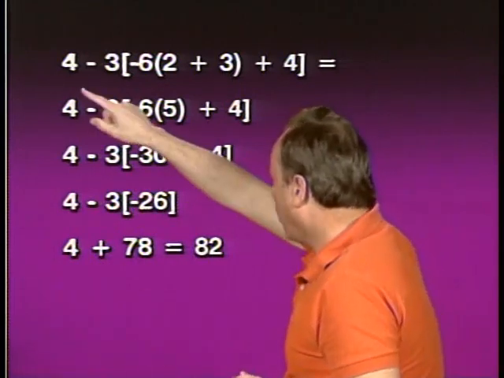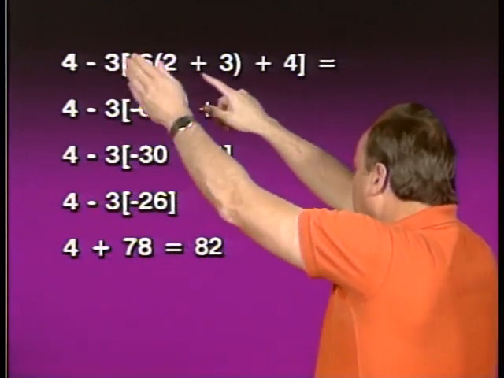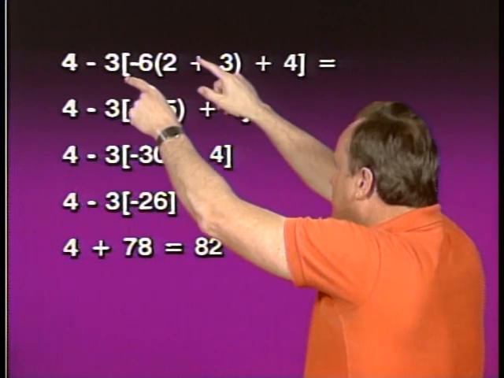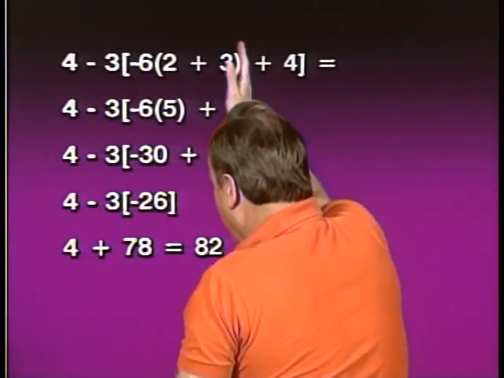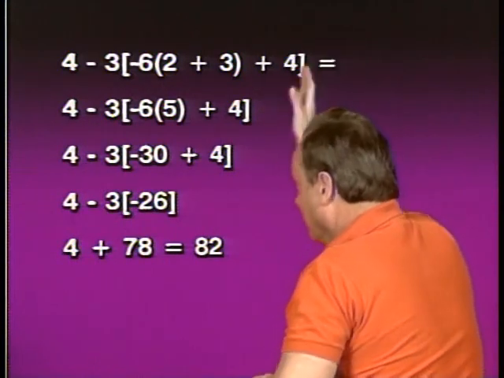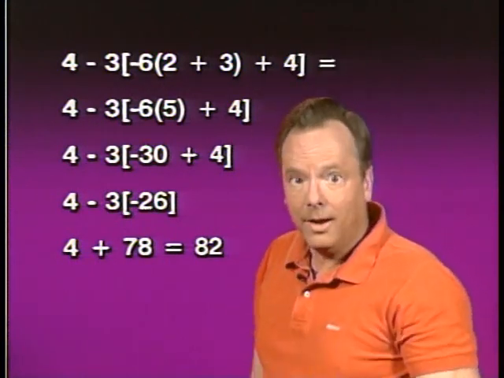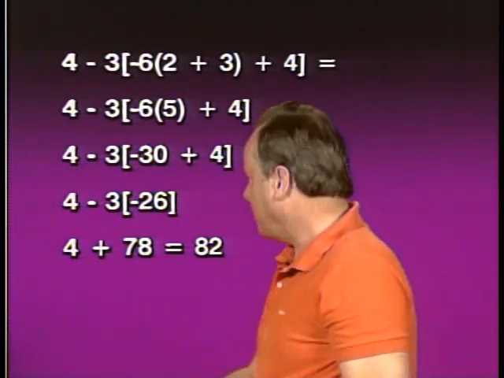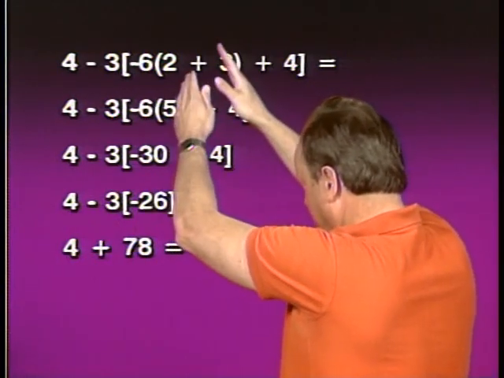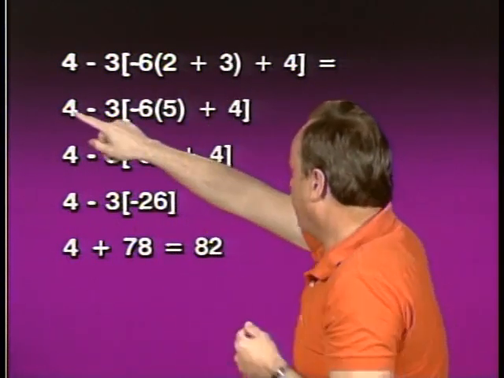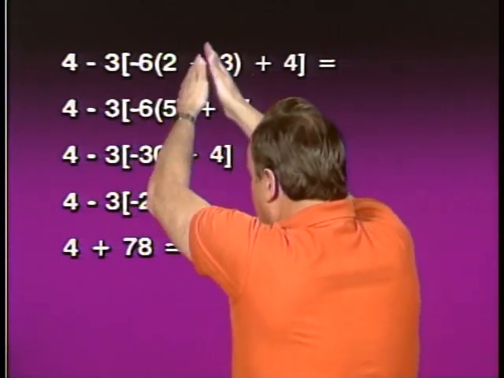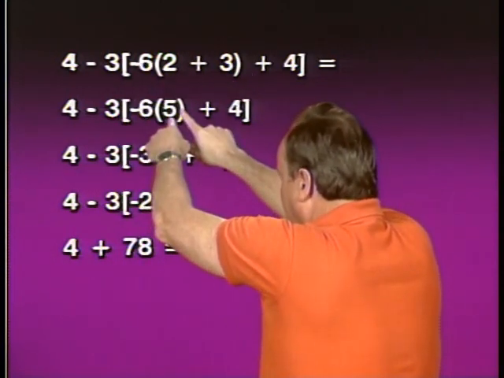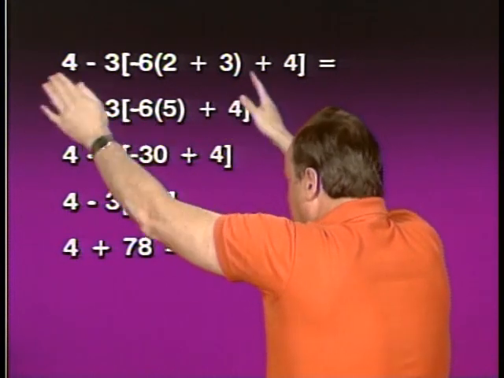First of all, it says 4 minus 3 times the bracket, or the quantity, minus 6 times 2 plus 3, quantity closed, plus 4, quantity closed again. How about that? All right, now here's what we have to do. Let's get rid of everything inside the quantities first. So we'll leave the 4 minus 3, that stays the same. But let's take this 2 plus 3 and add them together, and that makes it 5. Okay, and then that's how we finish off this right here.